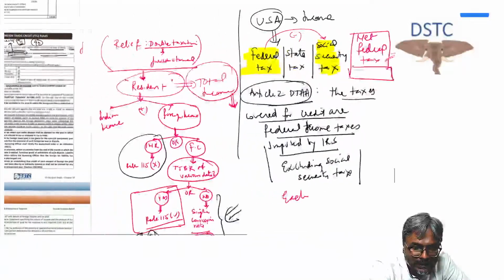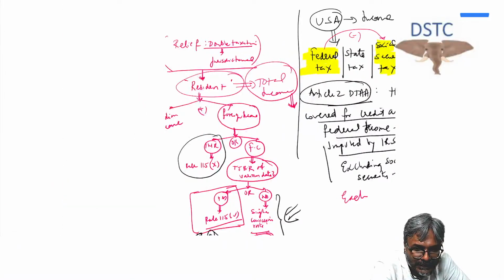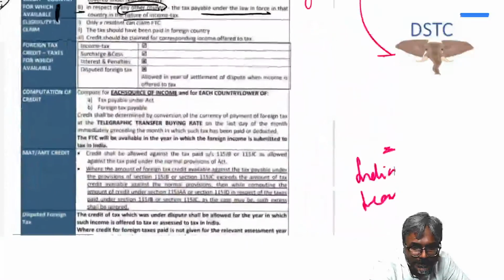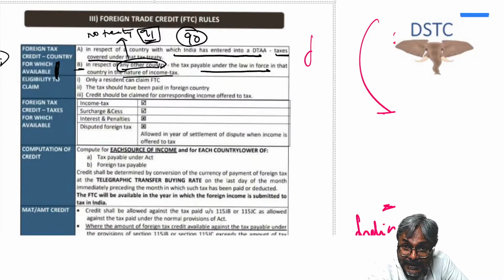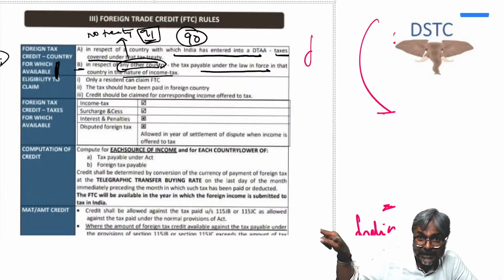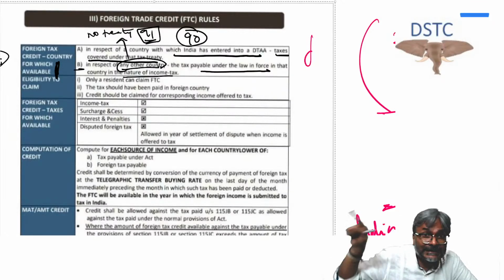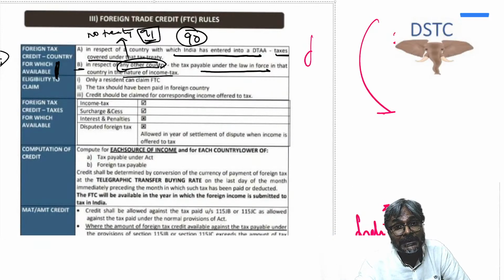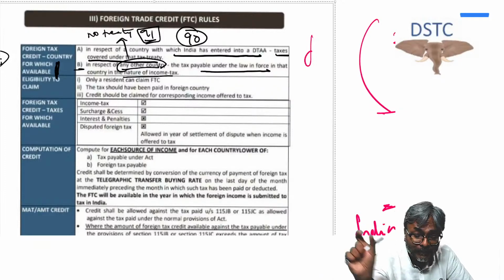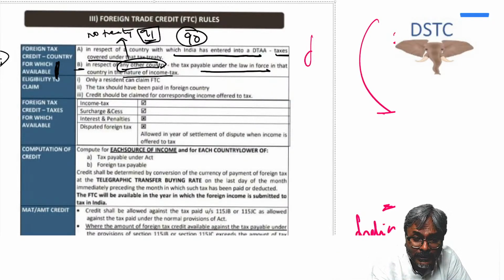Okay students, now coming back to this particular part. So we are reading this again. In respect of a country with which India has entered into a DTAA, in my example which we just discussed, the taxes covered in that tax treaty, which were the taxes? Federal tax, but excluding social security tax. So what I did, I reduced the social security tax from the federal tax. That is what has been reduced.